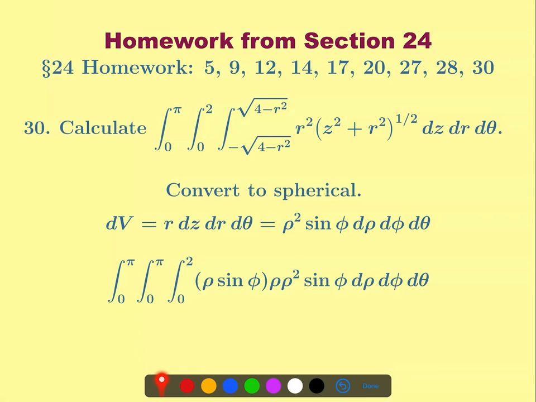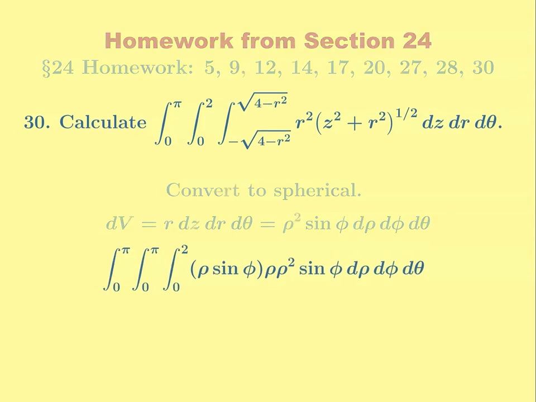Again, we only want one of these r's here. That's r sine phi. The other r dz dr d theta gets replaced with rho squared sine phi d rho d phi d theta. That's what's here. And this extra rho here is coming from this part, again, because this is rho squared to the 1/2, which is giving me rho. So this is the triple integral we want to evaluate in spherical coordinates.